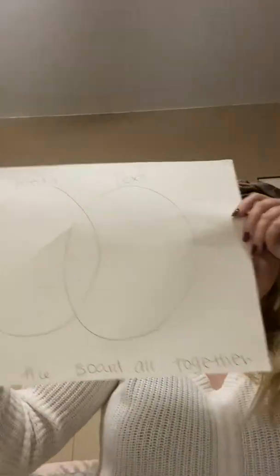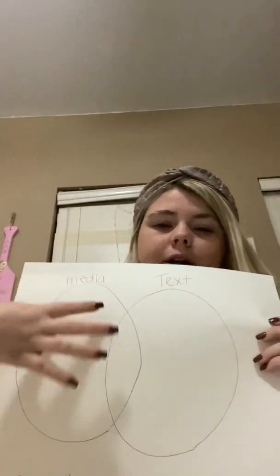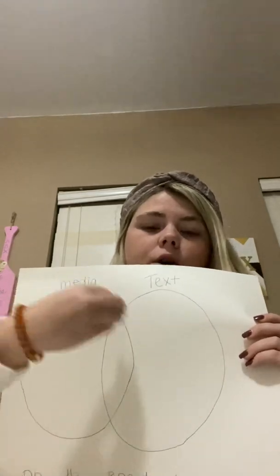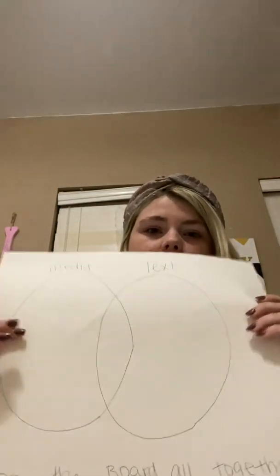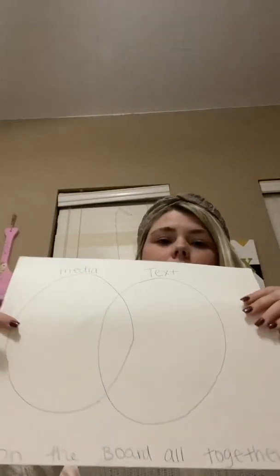Also, just a Venn diagram all up on the board, so we would all write what happened in the movie, what happened in the book, and what are some things that are similar that happened, all up on the board together.